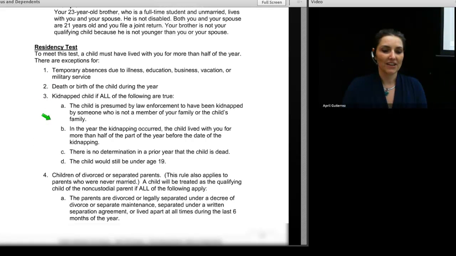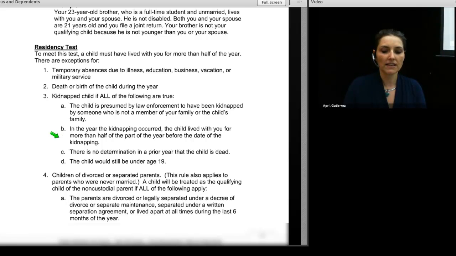Residency test. To meet this test, a child must have lived with you for more than half of the year. There are exceptions for temporary absences due to illness, education, business, vacation, or military service. Death or birth of the child during the year. Kidnapped child if all of the following are true. The child is presumed by law enforcement officials to have been kidnapped by someone who is not a member of your family or the child's family.